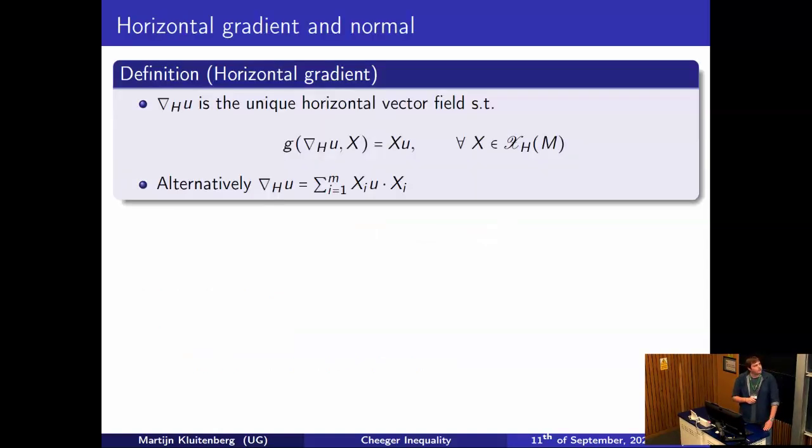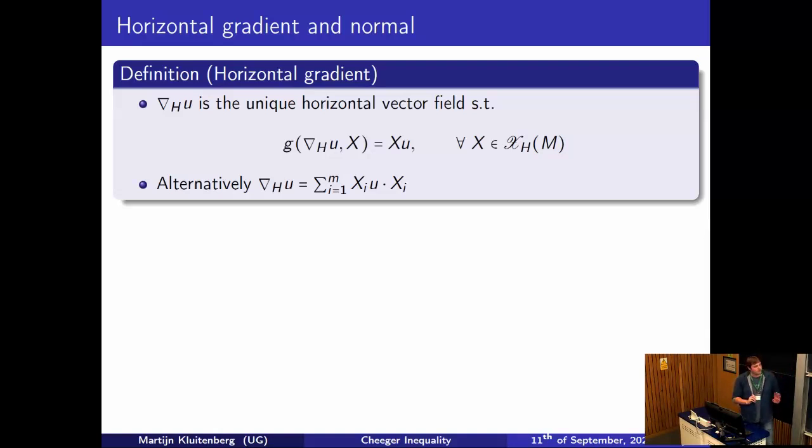So the horizontal gradient is a relatively simple generalization of the Riemannian gradient. Namely, it's defined as the unique horizontal vector field such that G of the horizontal gradient with any horizontal vector field is equal to the directional derivative of U in that direction. So it's an abstract definition. You can prove that it's characterized by just xi acting on U times xi, where xi are the frame of the horizontal vector fields.